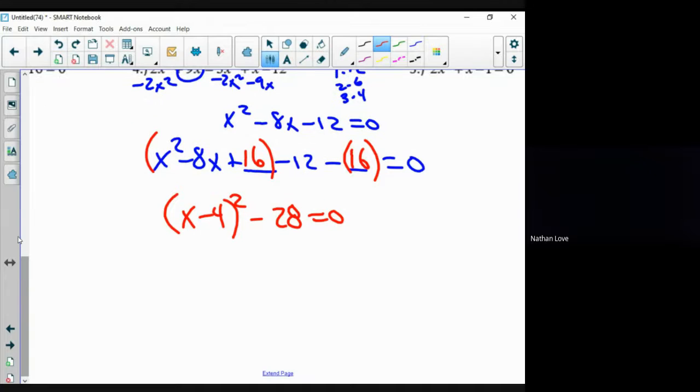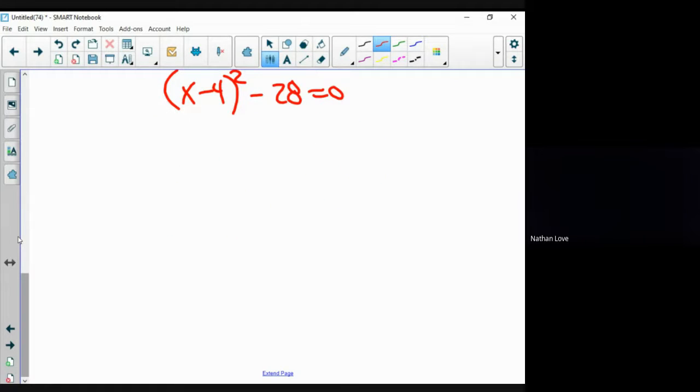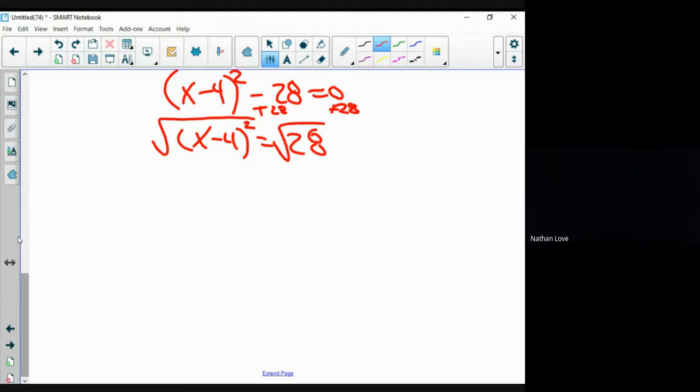Gotta solve it, so what do you do with the 28? Put it over the other side. So we're gonna add the 28 to the other side. Then I'm gonna take the square root. That's gonna give me x minus 4 is equal to the square root of 28, which breaks down to 4 times 7, which is 2 times 2 times 7. I pair the 2s, so I get 2 square root 7. Go ahead and simplify that.